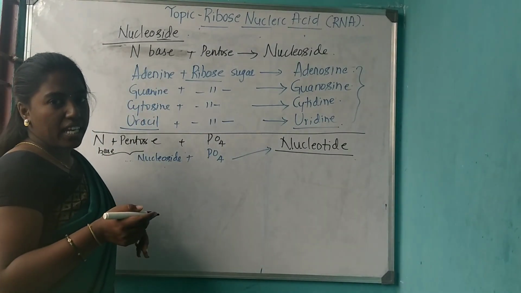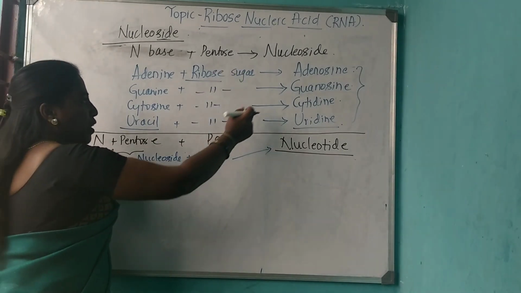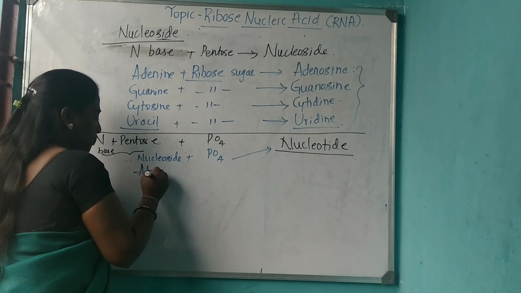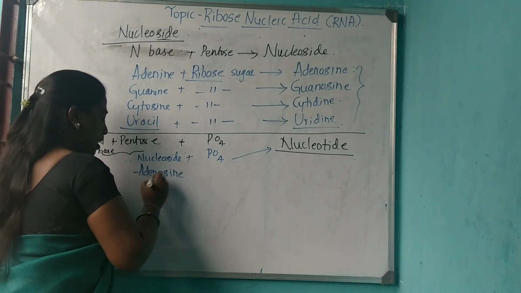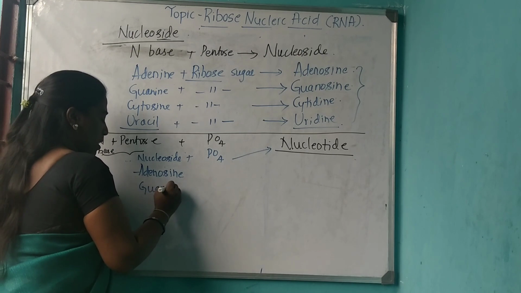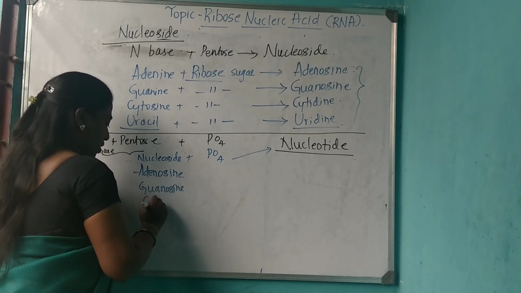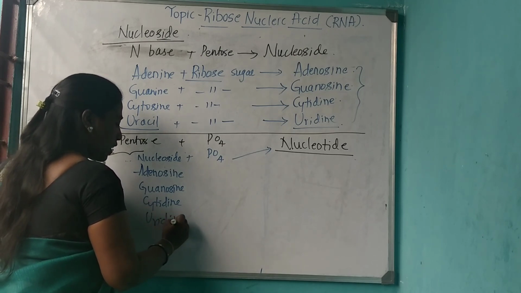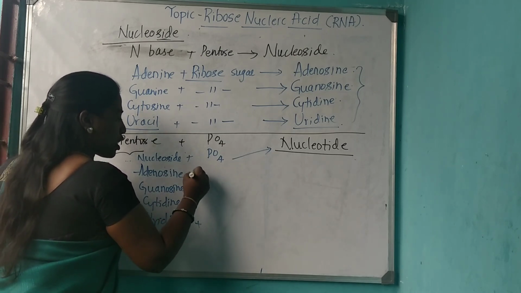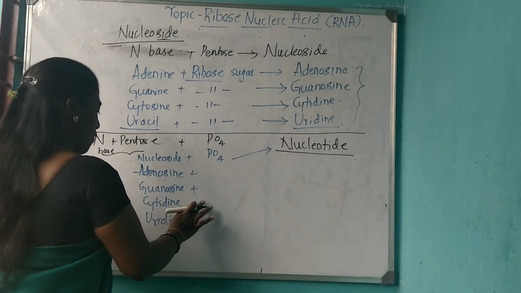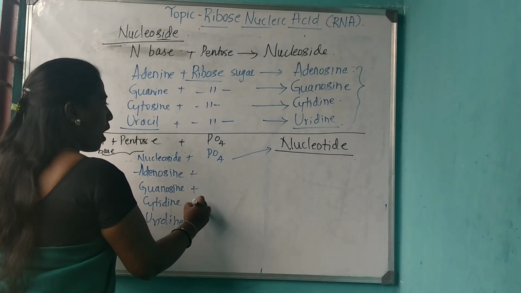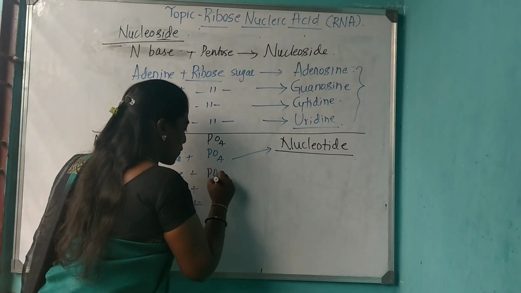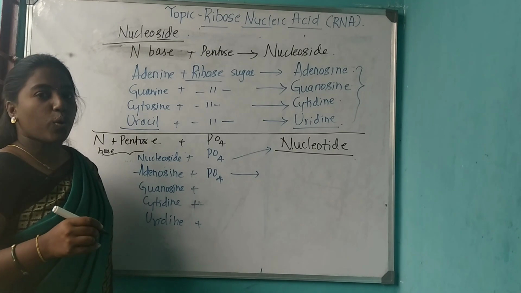So let us see how the nucleotides are formed. First let me write the different types of nucleosides here. That is adenosine, guanosine, cytidine, uridine. So these are the 4 nucleosides found in case of RNA. Now, this nucleoside combines with what? Phosphate and forms a nucleotide.